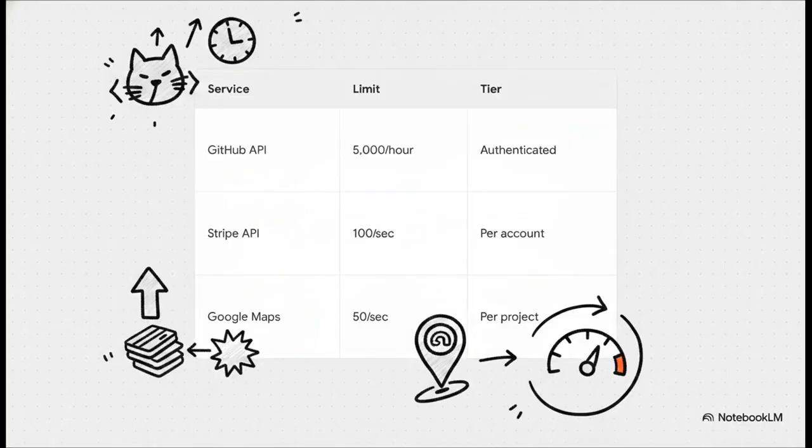Literally every major player in the industry enforces strict limits. GitHub has a hard cap of 5,000 requests an hour for authenticated users. Stripe enforces 100 requests a second per account. Google Maps sits at 50 per second. They are completely transparent about these numbers, and as API developers, we need our clients to handle hitting these exact limits without just totally crashing their applications.